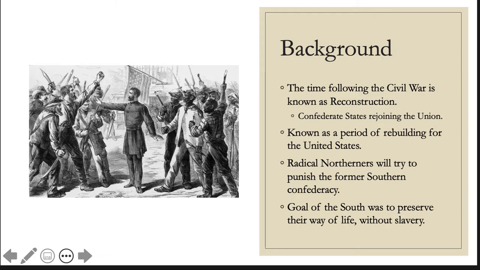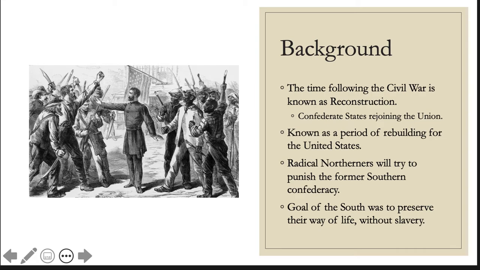So, what is Reconstruction? Reconstruction is the years following the Civil War. It's what we name that time period where the Confederate States now have to rejoin the Union. While we know that they never really left, they still have to go through this time period of transition. We also know this is a time for a rebuilding of the United States.